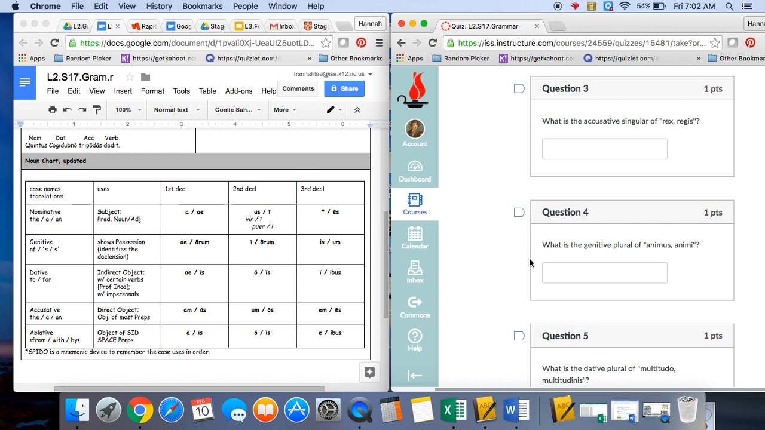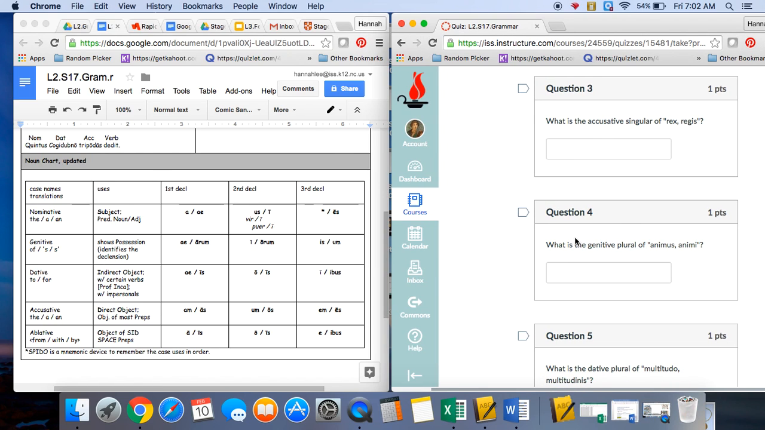Number 3, what is the accusative singular of rex? Rex is a rex, regis word. It belongs to the third declension. This is kind of like the star spelling, and then the second spelling is an IS, and we want accusative singular. Here's third declension, nominative, genitive, dative, accusative, and we're doing the singular. The root word is reg, R-E-G, and then you're going to use the EM to complete this word.